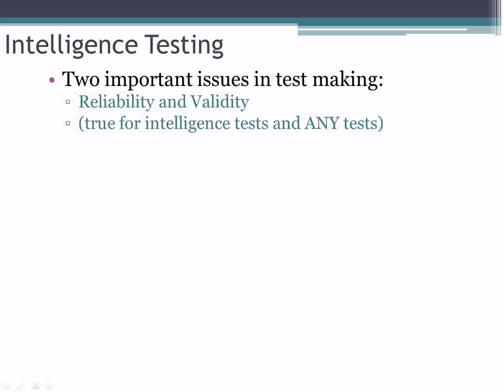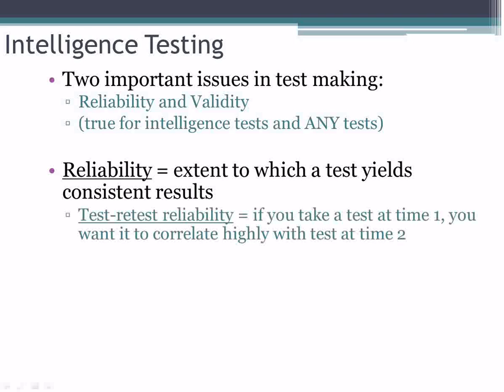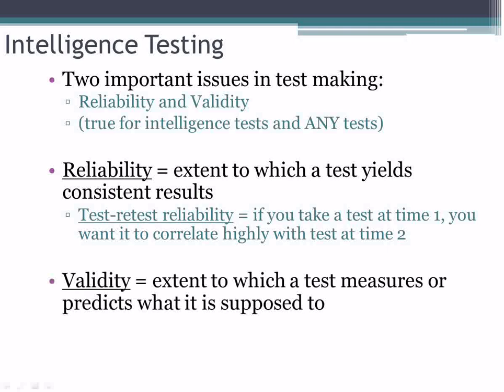So there's two important issues when we're making these kinds of tests, the reliability and validity. This is true for intelligence tests, but also true for any measurement. So reliability is the extent to which an intelligence test yields consistent results. So if I gave it to you today, and then had you come back a year from now and take it again, your score should be relatively similar, right? If intelligence is this fixed thing that doesn't change very much, then it should be relatively similar. Now the test would be reliable if that was the case.